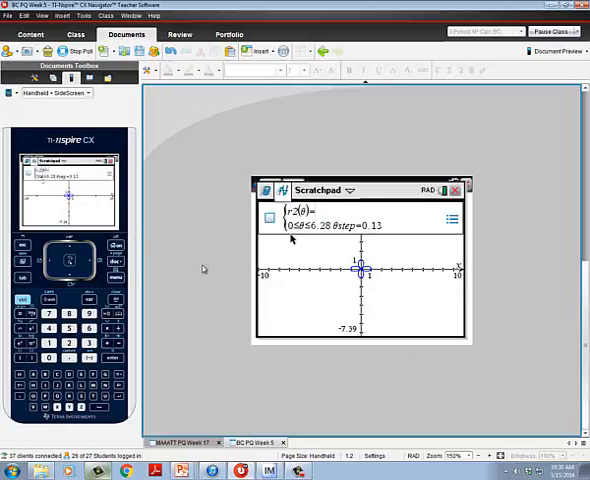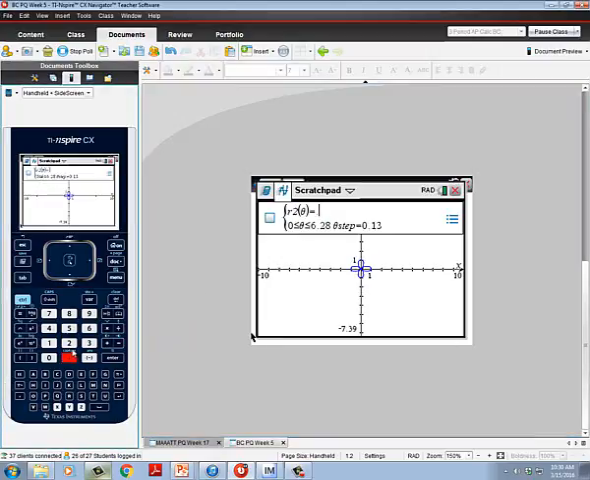And then there was a second one that we want to type in polar that was 1/2. So I'm just going to put in 0.5.